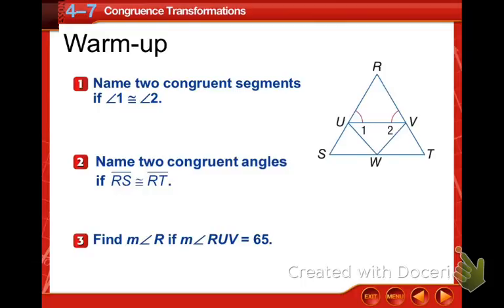So, here, if angle 1 is congruent to angle 2, sorry. So angle 1 and angle 2 being congruent mean that the sides opposite of them are congruent, which means that VW is congruent to UW. So UW, or VW, is congruent to UW.